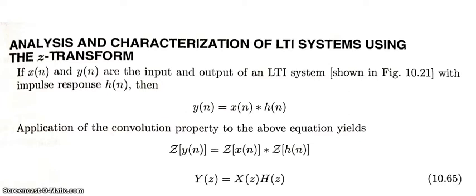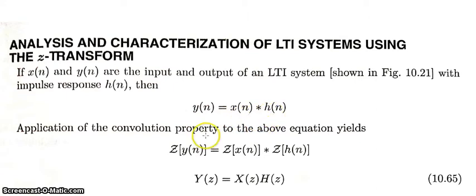Suppose we have an LTI system whose input is x of n and the output obtained is y of n, and the impulse response of the system is h of n. Then we know the output y of n is obtained by the convolution of the input x of n and the impulse response h of n.